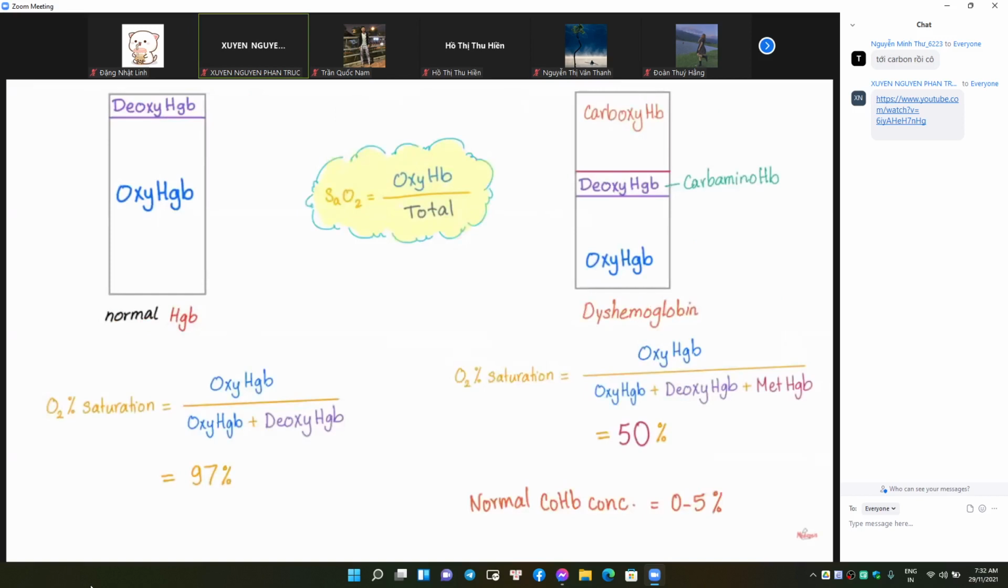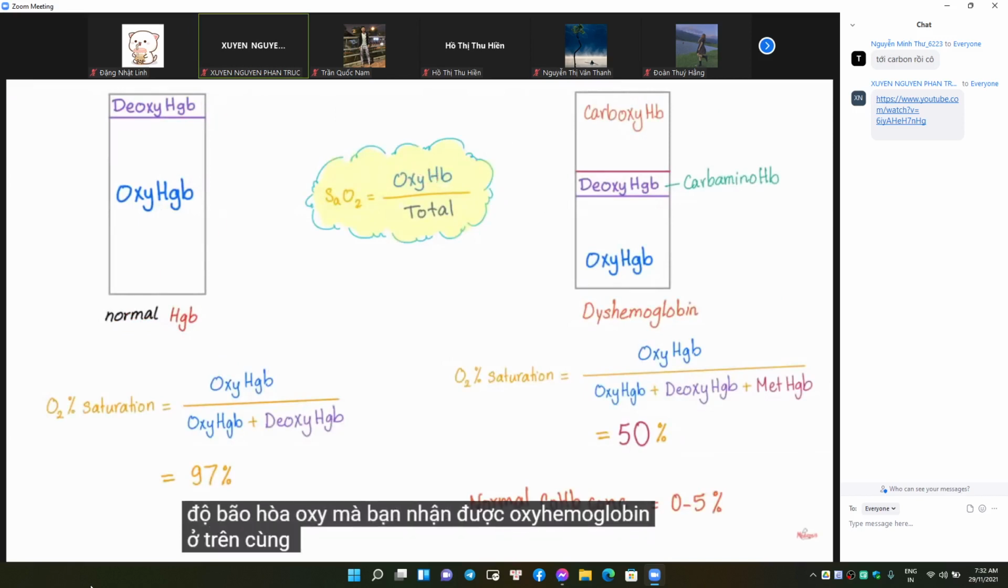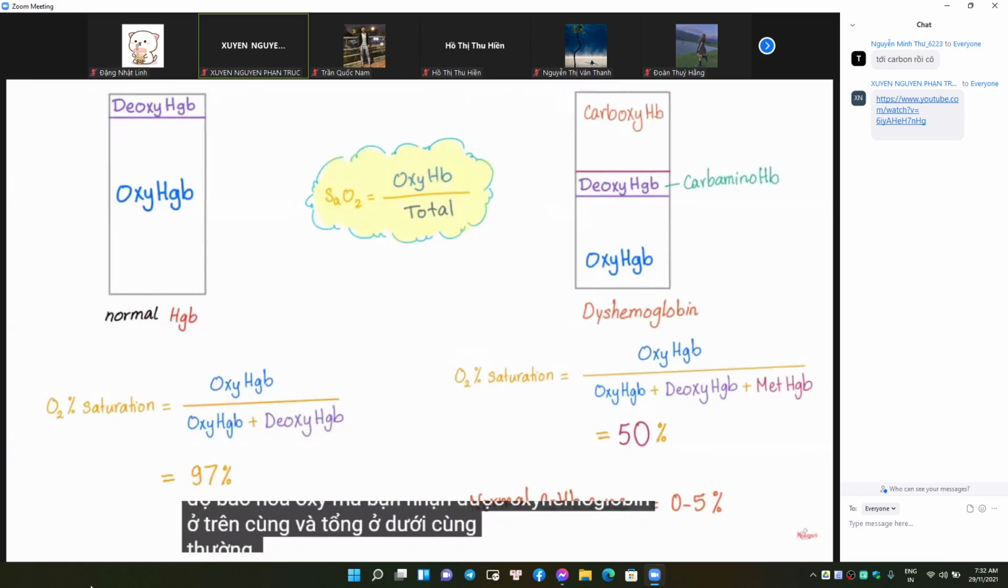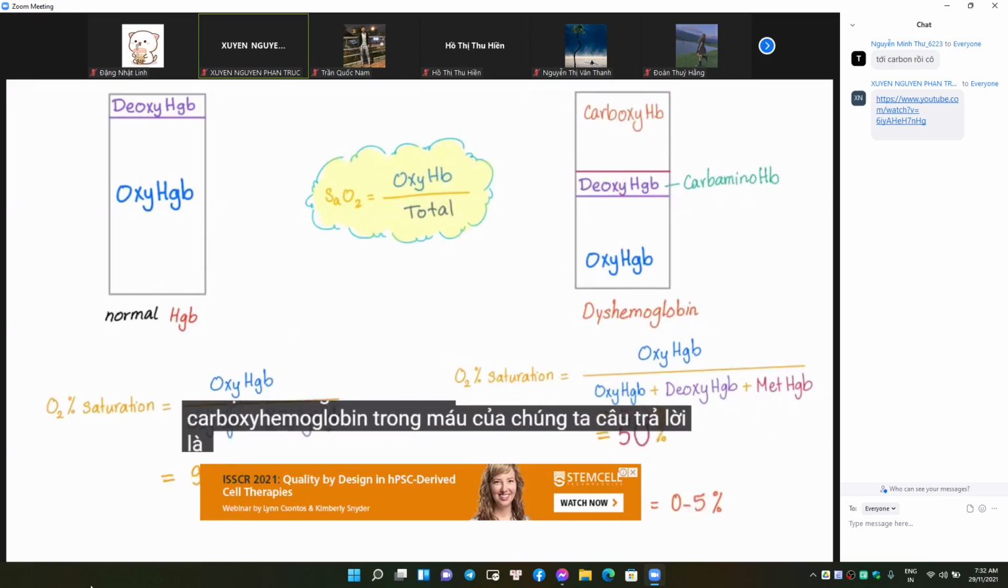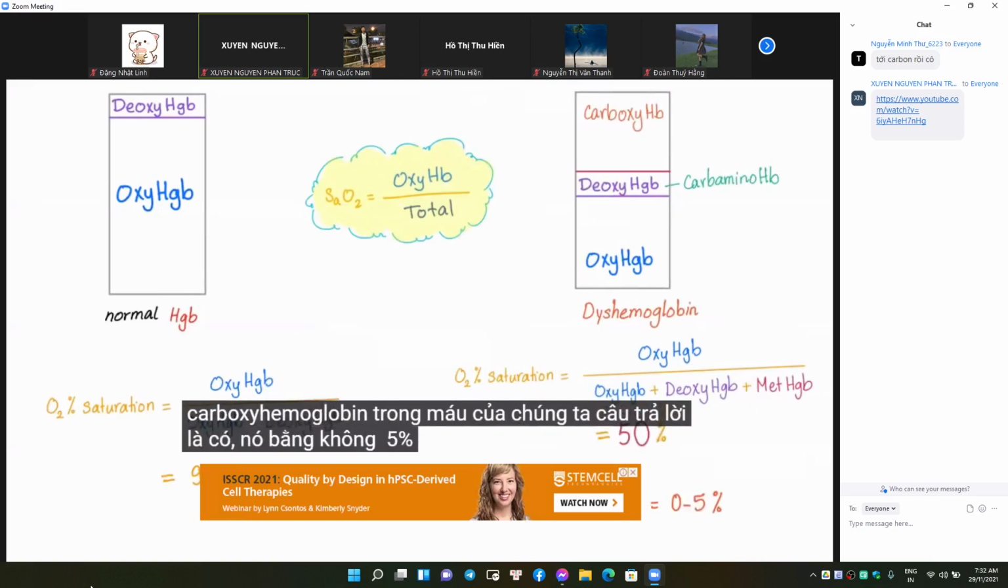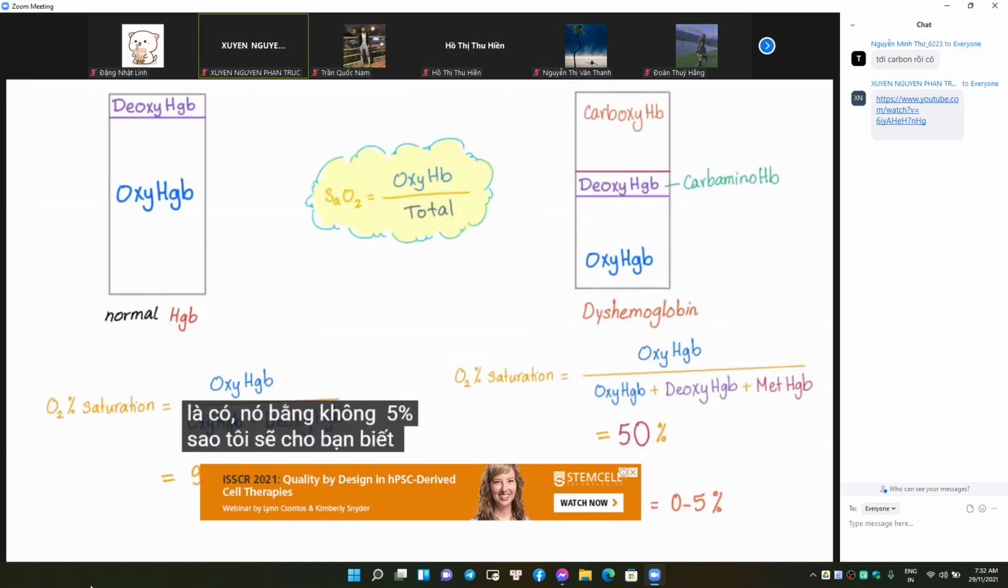There is a difference between normal hemoglobin and dyshemoglobin. Normal hemoglobin, please calculate the oxygen saturation. You get the oxyhemoglobin at the top and the total on the bottom. Normally 97%. In case of carboxyhemoglobin, CO poisoning, the oxygen saturation is, let's say, 50%. Very fun. Normally, do we have carboxyhemoglobin in our blood? The answer is yes. It's 0 to 5%. How come? I'll let you know at the end of the video.